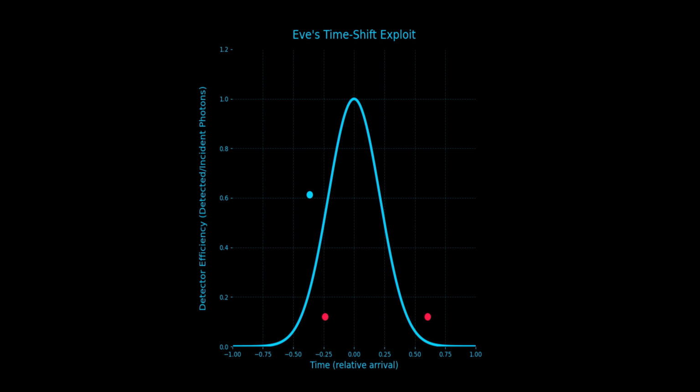In contrast, photons corresponding to basis-mismatched states are shifted slightly forward or backward in time, so they arrive near t equals plus or minus 0.40 on the low-efficiency shoulders of the response curve. Because the detection probability in these regions is only about 17%, the mismatched states rarely survive detection and thus contribute much less frequently to the observed outcomes.